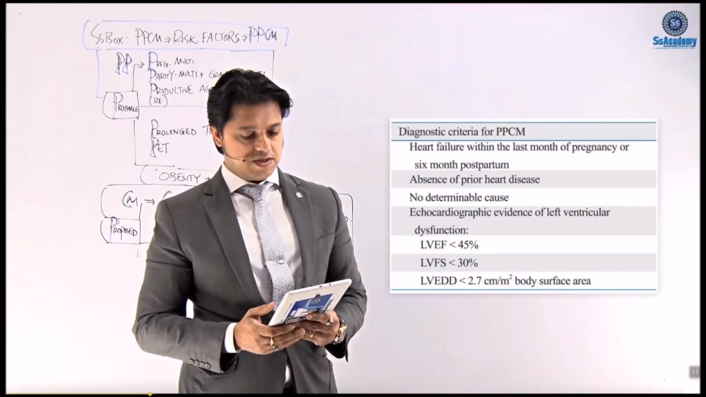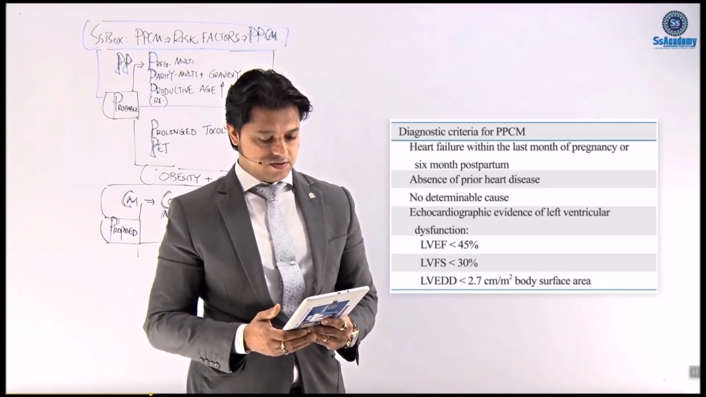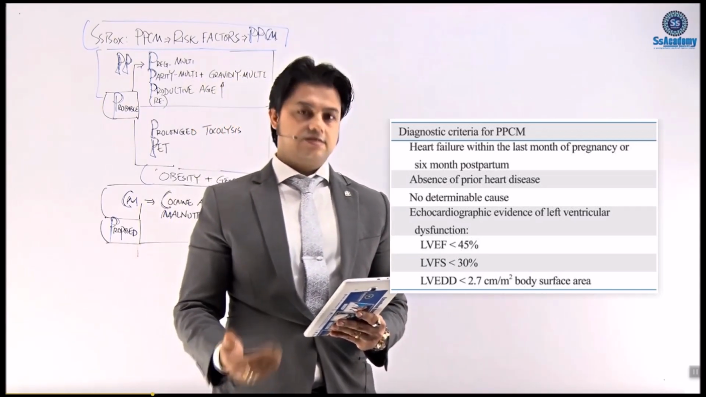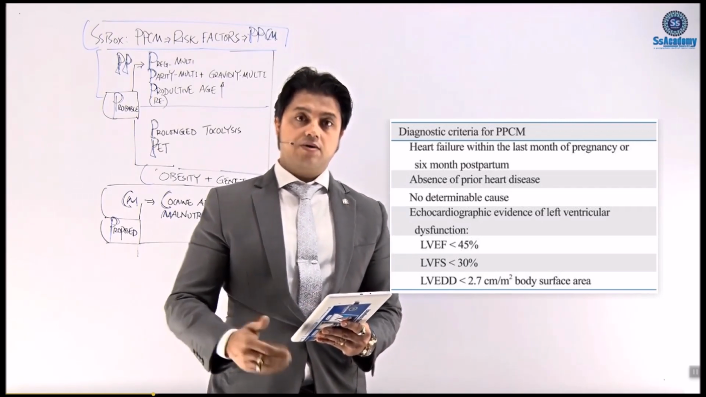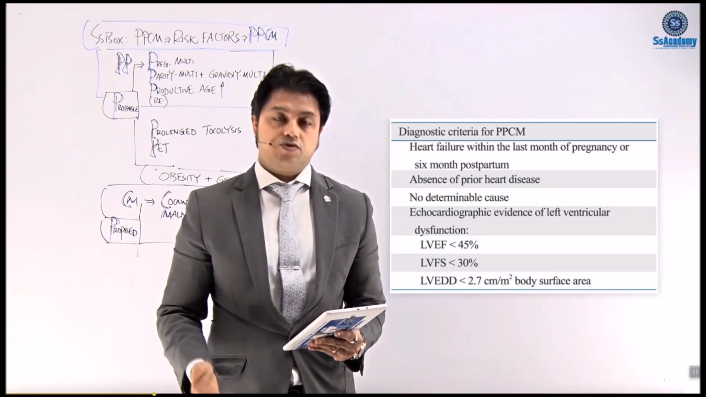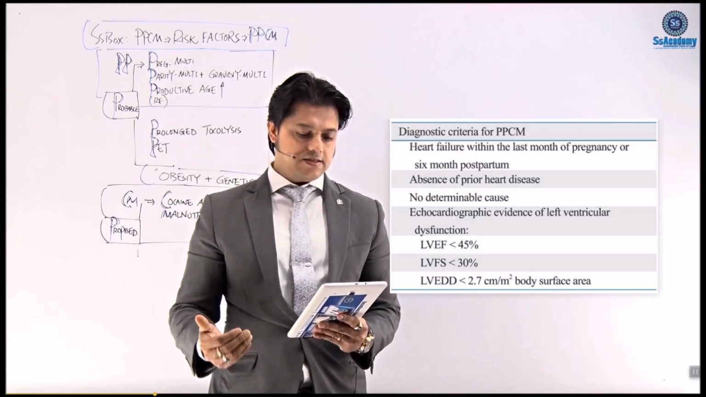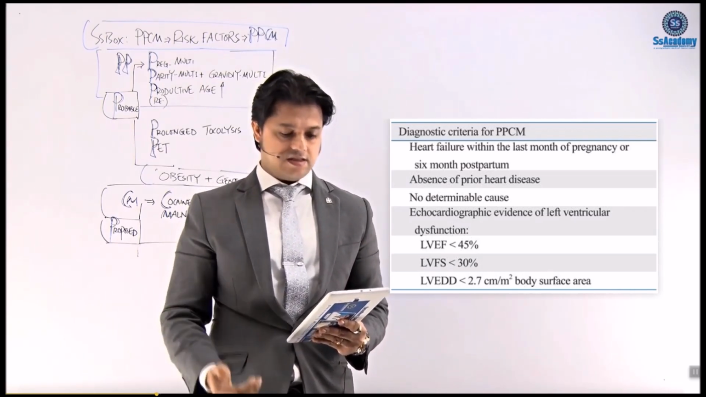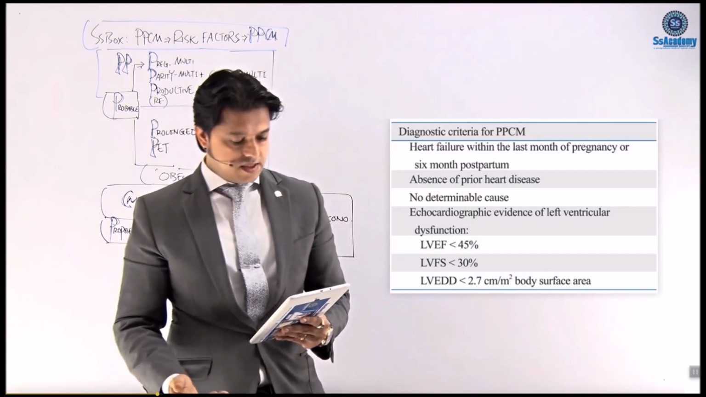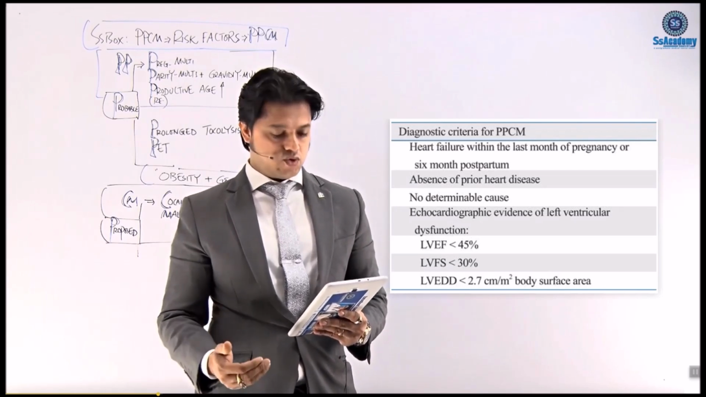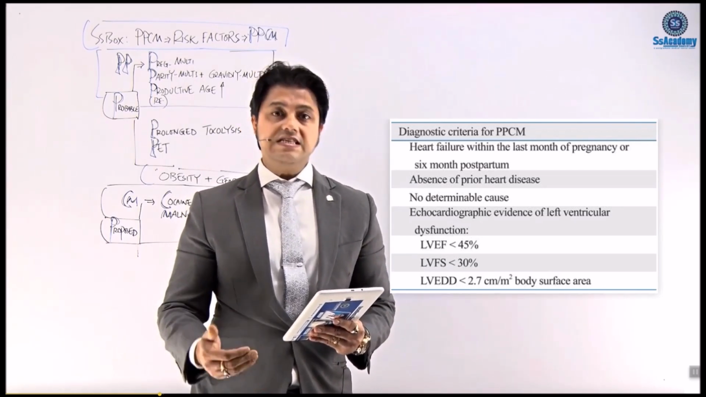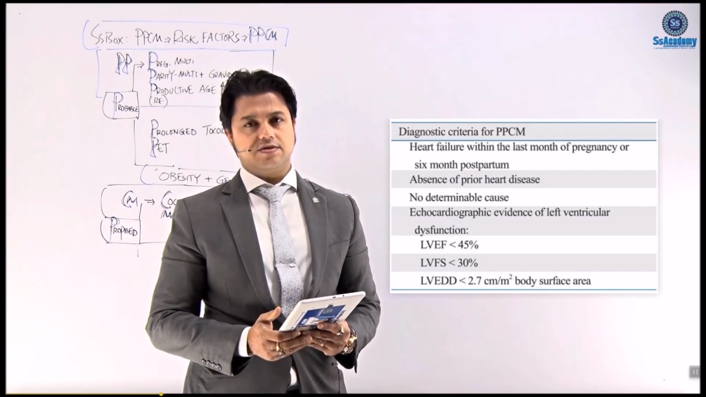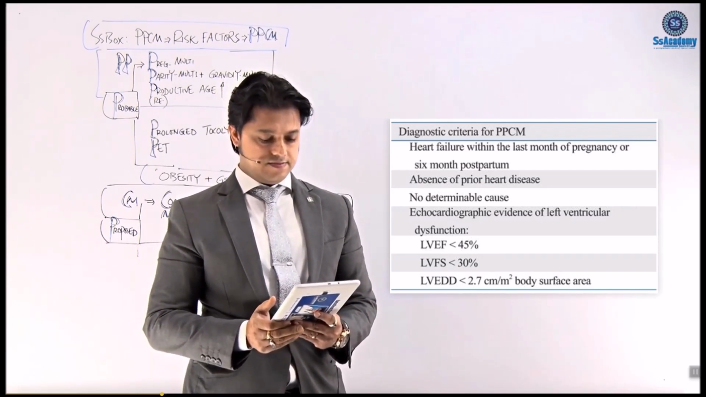So the diagnostic criteria for PPCM, in a more extended form, are written as: heart failure within the last month of pregnancy or 6 months postpartum. We're simply saying 6 months, extended. Absence of prior heart disease, similar. No determinable cause of heart failure. And the fourth criterion, once again, is echocardiographic evidence of left ventricular dysfunction, evidenced by LV ejection fraction, EF, less than 45%. LVFS, the fractional shortening, less than 30%. And LVEDD, the end-diastolic diameter, less than 2.7 centimeters per square meter of body surface area. So this is the diagnostic criteria.